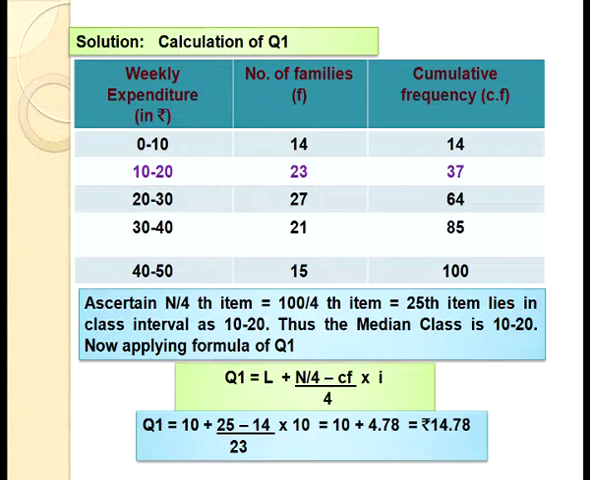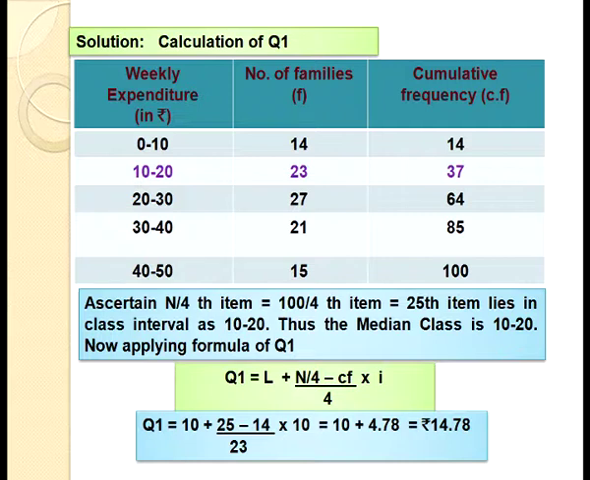Now the corresponding class would be the Q1 class. So by this step we have found the Q1 class as 10 to 20. The frequency for the class is 23. The preceding class cumulative frequency is 14. Now we will write the formula for Q1, that is L plus n by 4 minus CF, divided by f, into I.